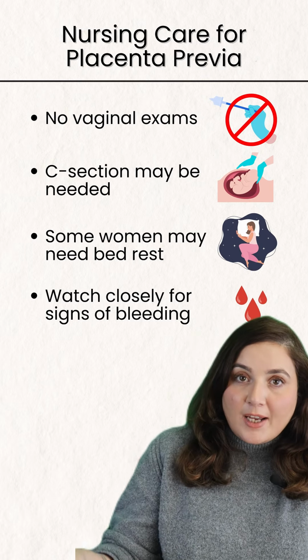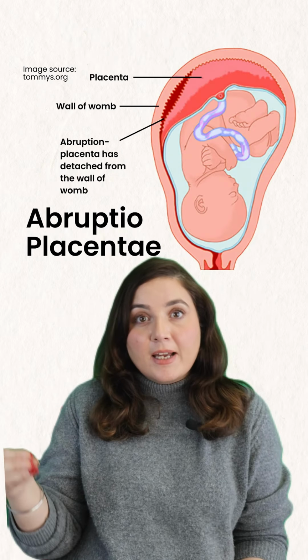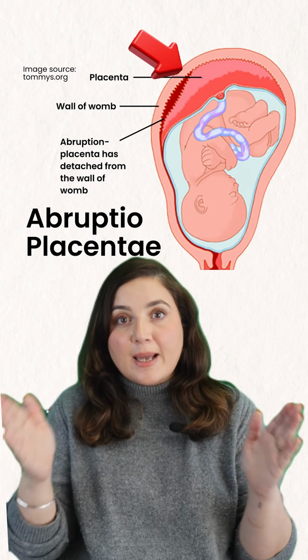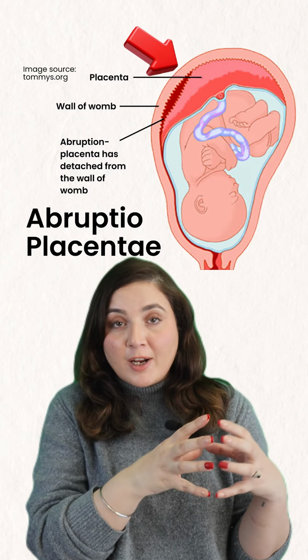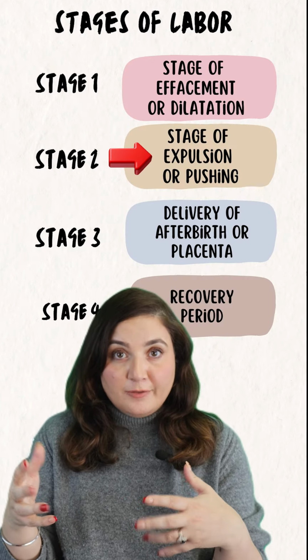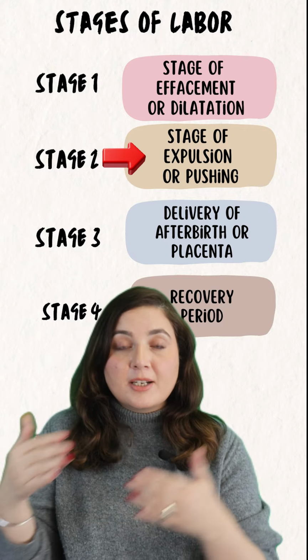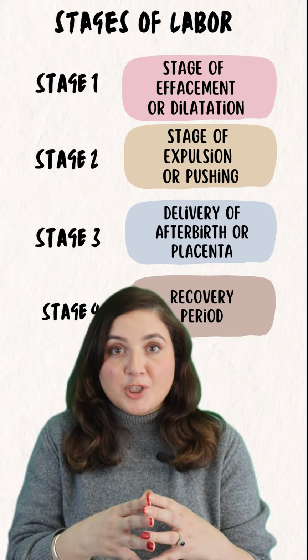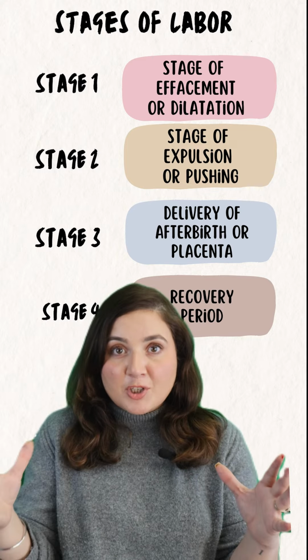Now, on the other side, abruptio placentae is an emergency because it means that the placenta has prematurely separated from the uterine wall even before the delivery of the baby. Ideally, when you look at the stages of labor, the baby should deliver first, and then the placenta should separate and deliver. But in case of placental abruption, or abruptio placentae, there is a premature separation.